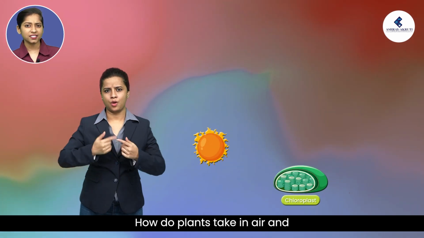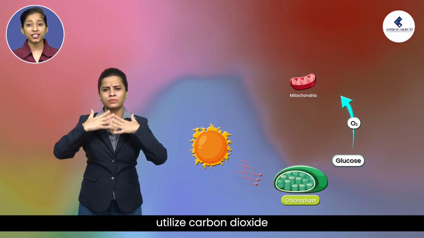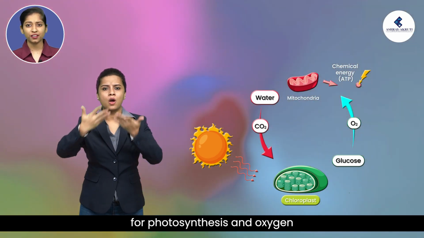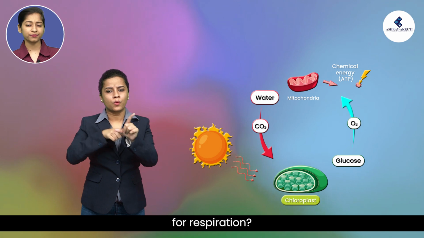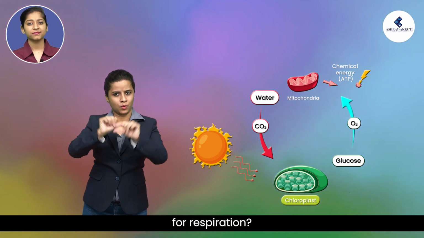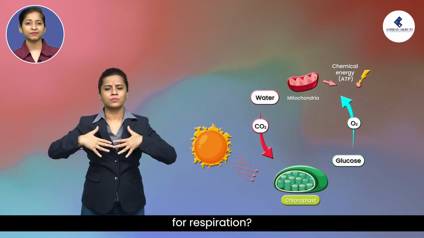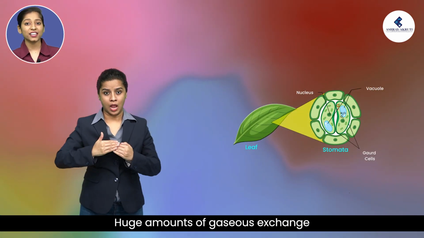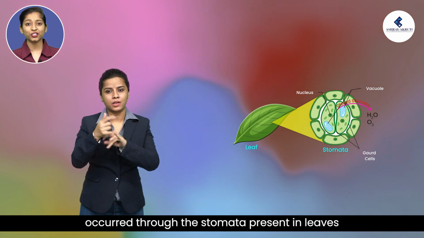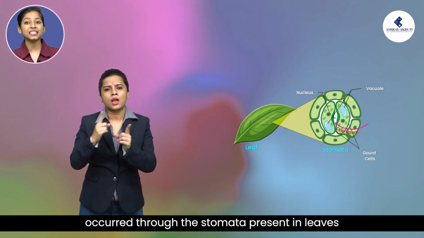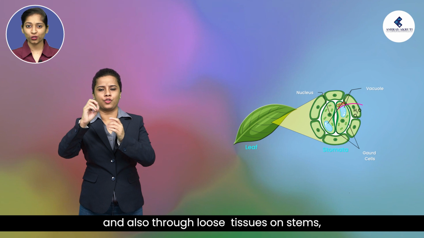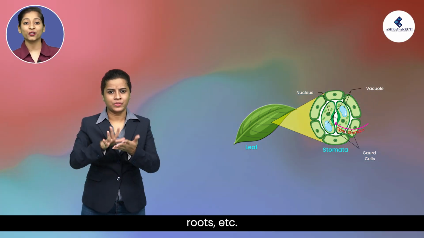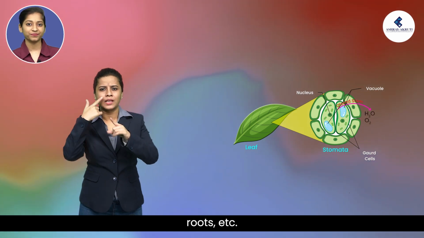How do plants take in air and utilize carbon dioxide for photosynthesis and oxygen for respiration? Huge amounts of gaseous exchange occur through the stomata present in leaves and also through loose tissues on stems, roots, etc.